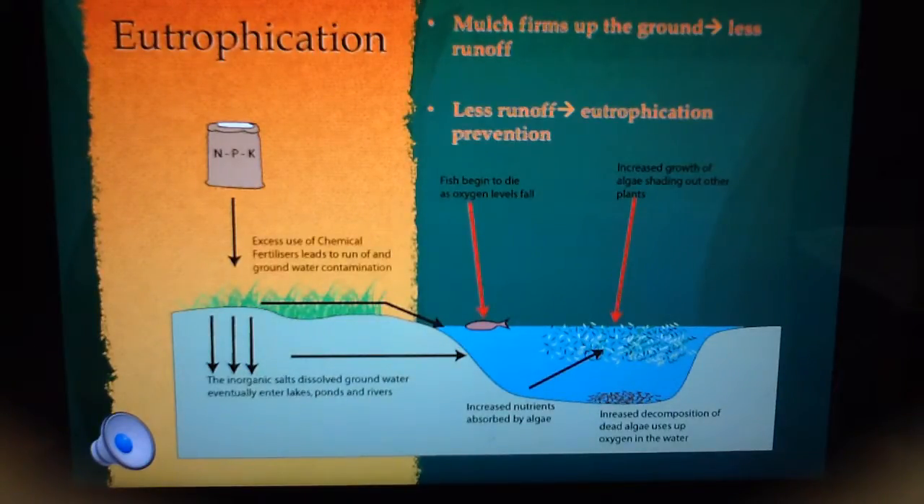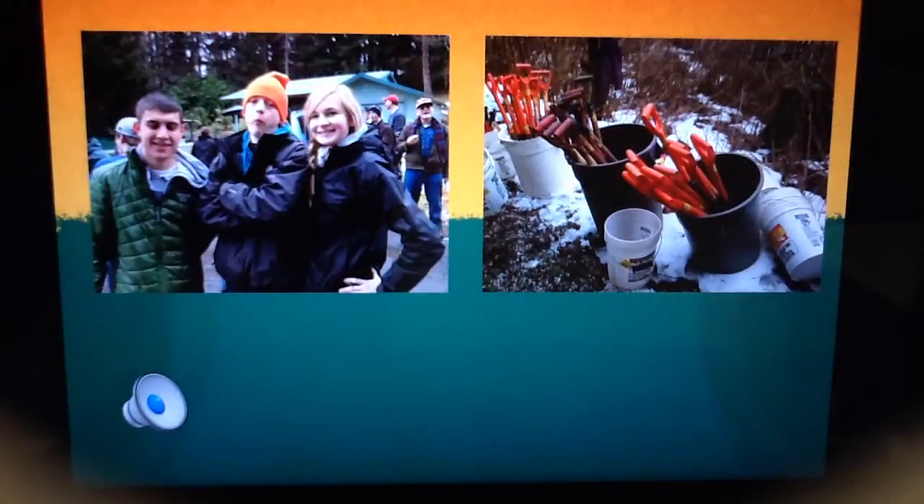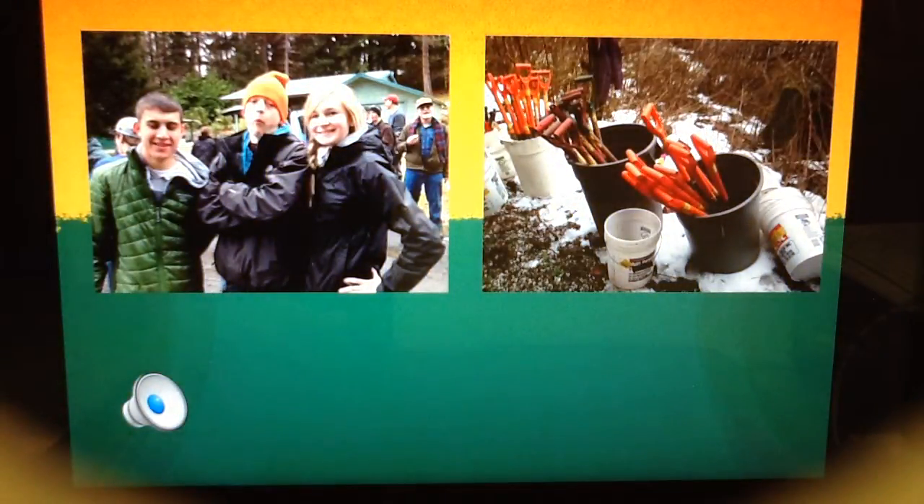The nutrients in the water cause algae blooms, and as the algae blooms die, bacteria at the bottom of the ocean use great amounts of oxygen to decompose them. This lack of oxygen creates dangerous dead zones, so again the idea was to use mulch to firm up the ground to prevent runoff and even further eutrophication. To end, these are just a few other pictures from the Hannah Creek LEAD project.